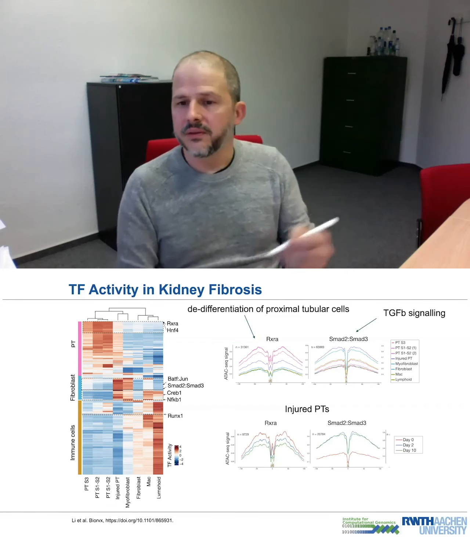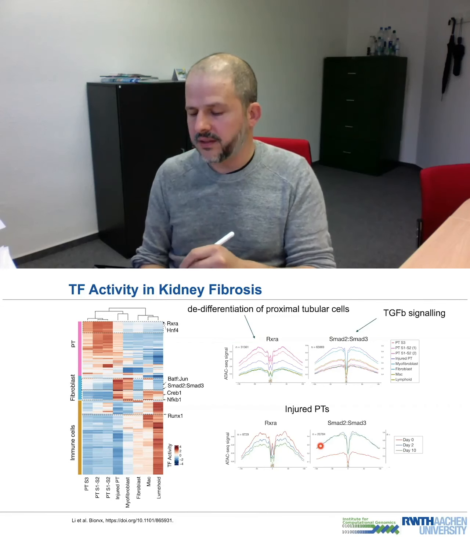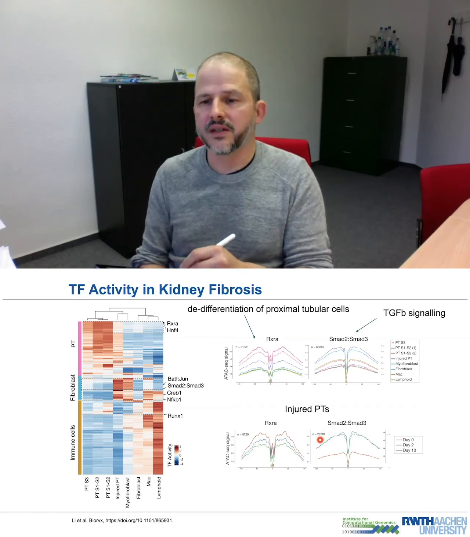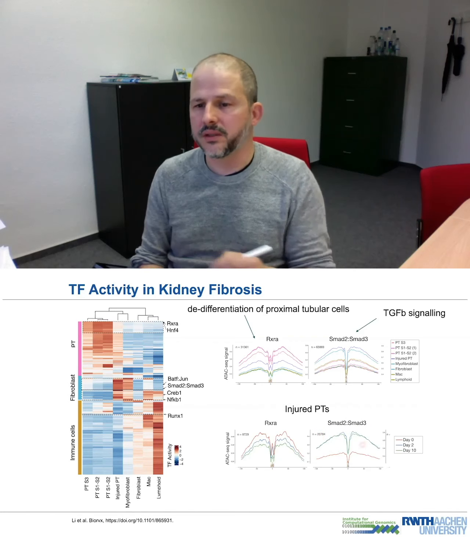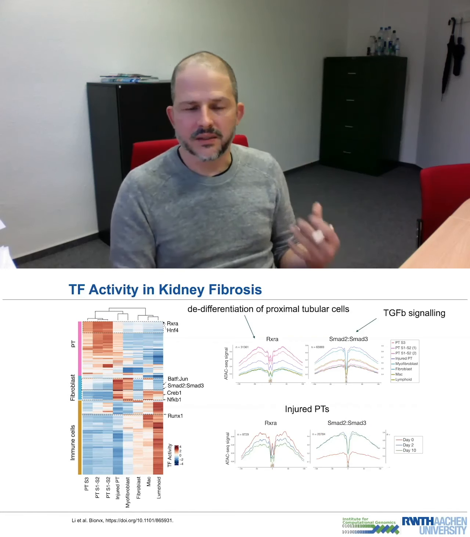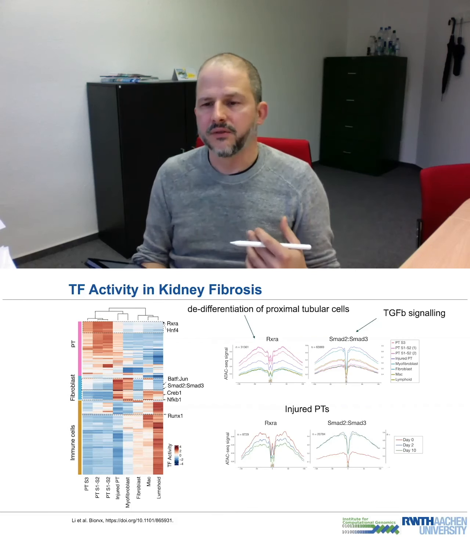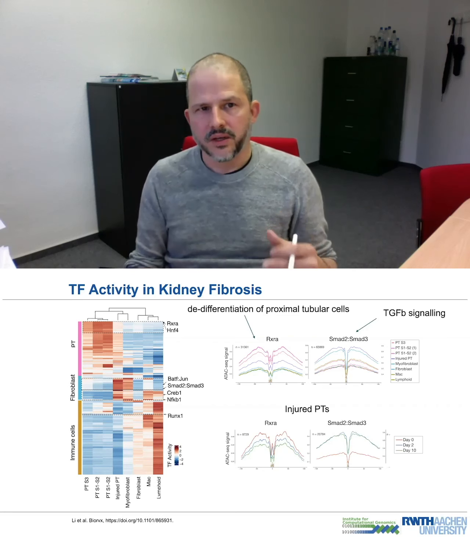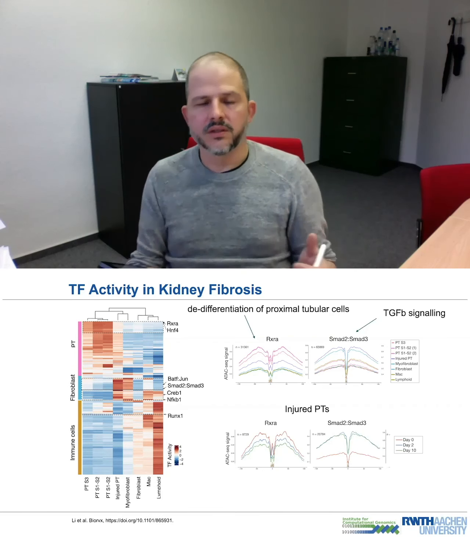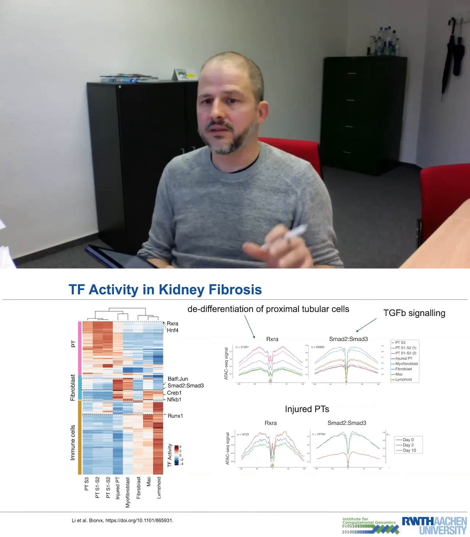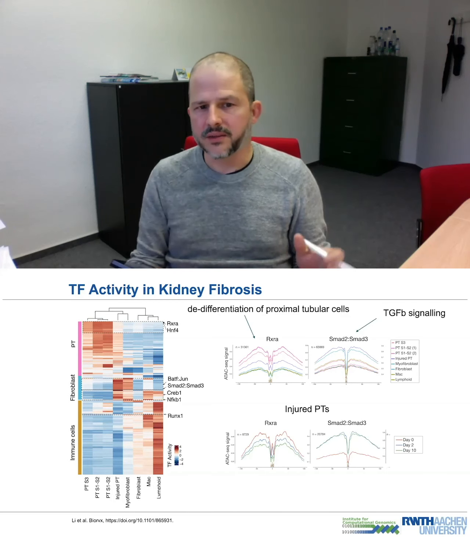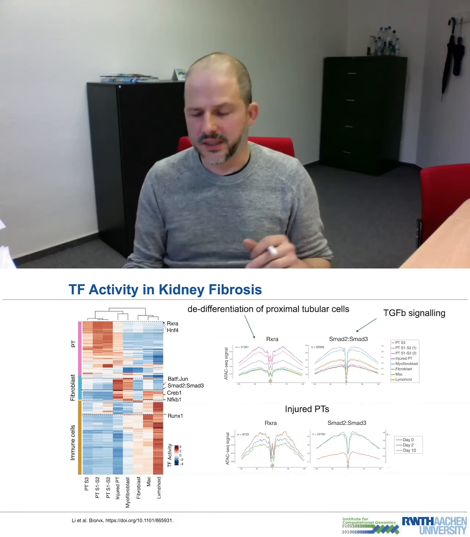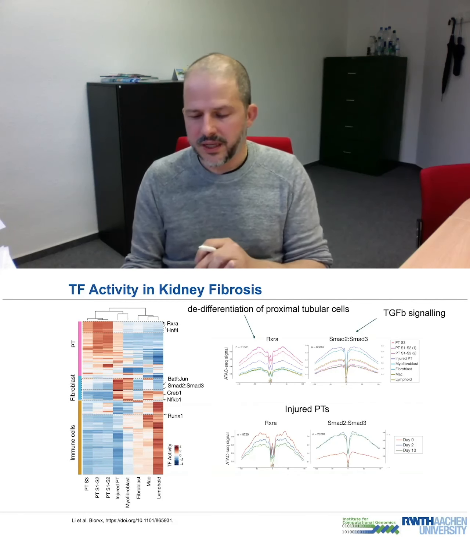Also interestingly, if you look, for example, at the activity of this factor over time, we see that at day 2, it was already quite high, indicating this was already a very early response to this kidney injury. So as I show here, we can use transcription factor activity to characterize the regulatory programs which are governing these different cell types.